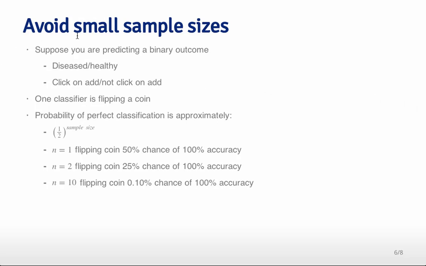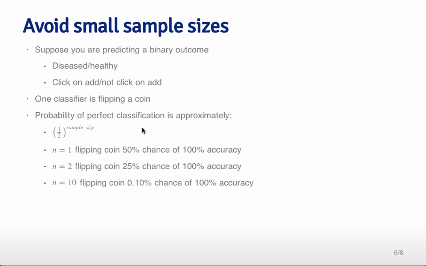Something to keep in mind is that when you're splitting your data sets up into training, testing, and validation sets, they can get a little bit small, but you need to avoid small sample sizes, particularly if you're dealing with the test set size. And the reason why is, suppose you're predicting a binary outcome. In my case, a very common thing to try to do is to predict diseased versus healthy. And in general, it might be something like whether people will click on an ad or whether they won't click on an ad. Then one classifier is just flipping a coin. You could always just flip a coin and say they'll be diseased if the coin is heads and not diseased if the coin comes up tails.